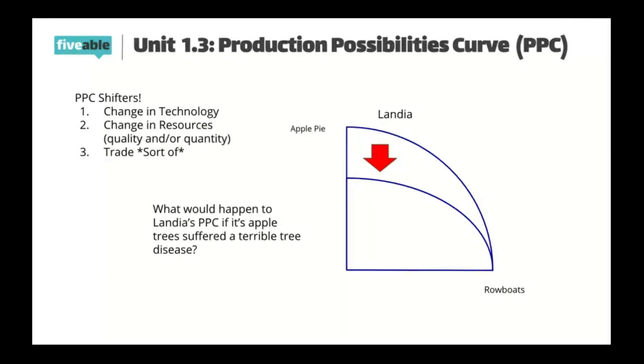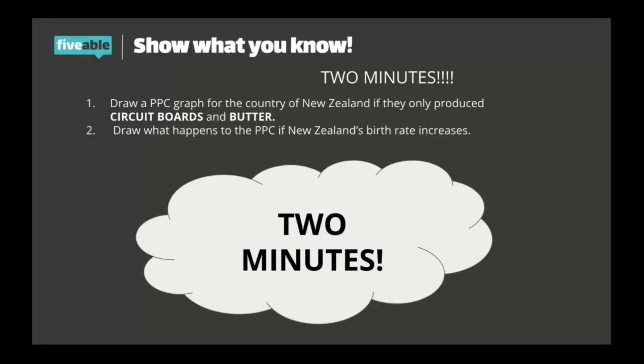All right. Let's go ahead. I'm going to give you 2 minutes. Go ahead and get your phones. Go ahead and get your production possibilities curves. And you are going to go talk with Sharia in Discord. You have 2 minutes. I want you to draw a production possibilities curve graph for the country of New Zealand, and they're only going to produce circuit boards and butter. Draw what happens to the production possibilities curve if New Zealand's birth rate increases, meaning way more people. So go ahead, you're on the clock.